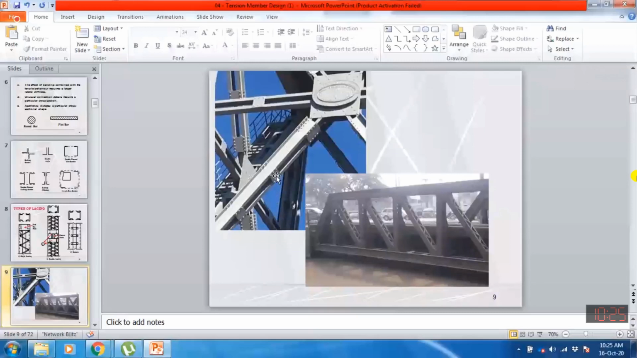Okay, here this is the gusset plate. This member is connected with this plate. All the members are connected to this plate, and this plate is connected with this top chord. It means that the members are not directly connected with each other. They are connected with each other with the help of one plate, which is called a gusset plate.